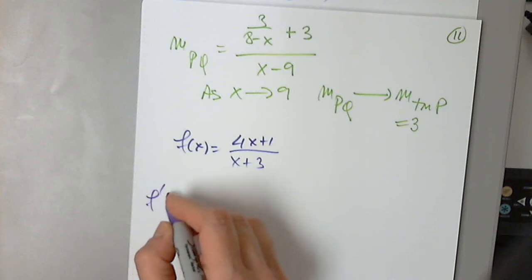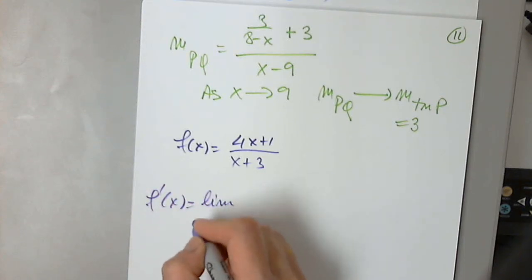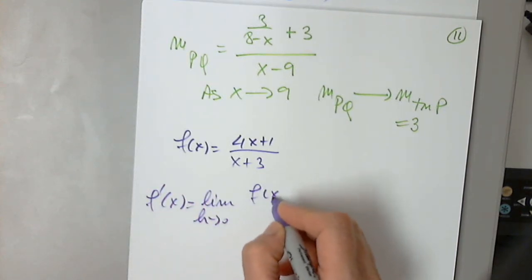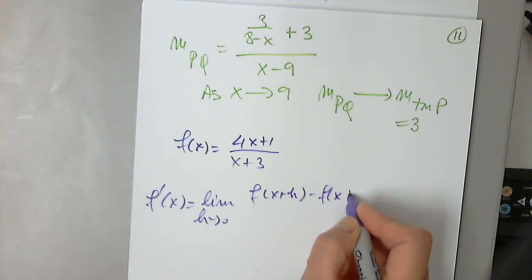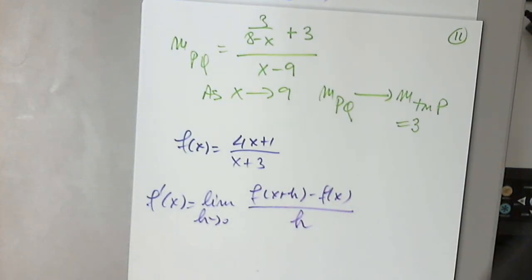So f prime of x, we know it's the limit as h approaches 0 of f of x plus h minus f of x, divided by h. This is the definition of the derivative. I mean the definition of the derivative, not the definition of a derivative at a value, or at a number. We have two definitions for that. Right. But for the actual derivative function, we only have one.